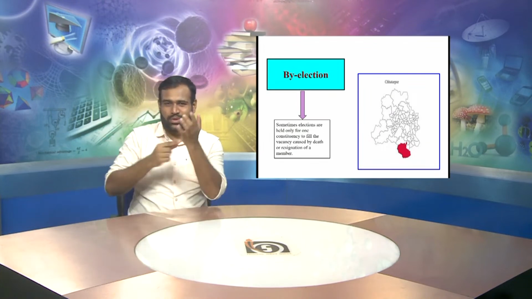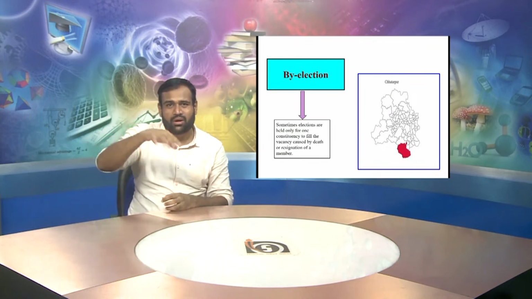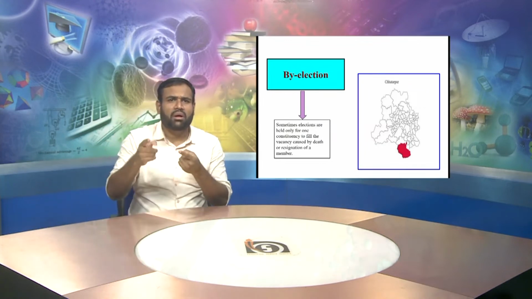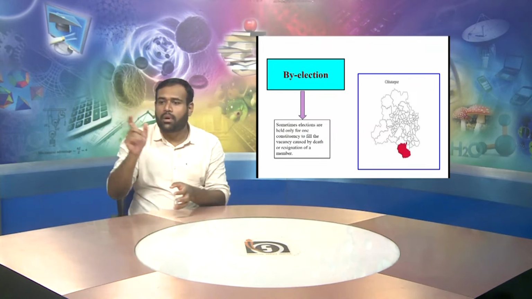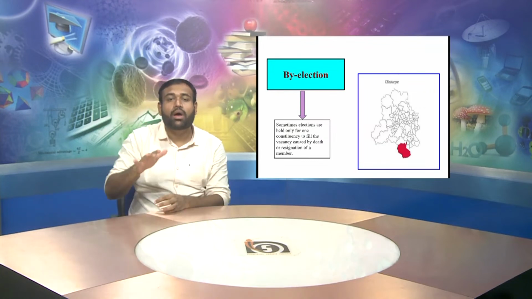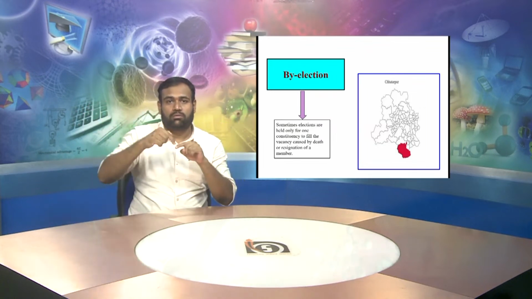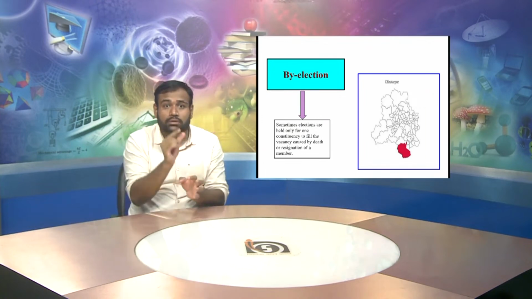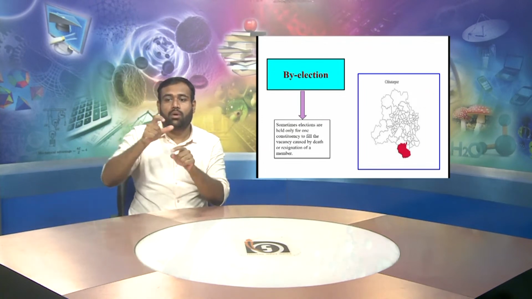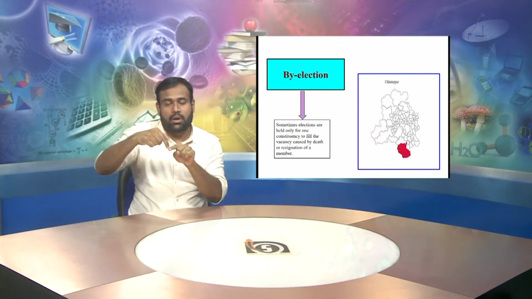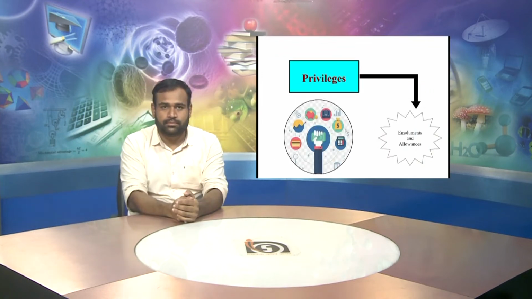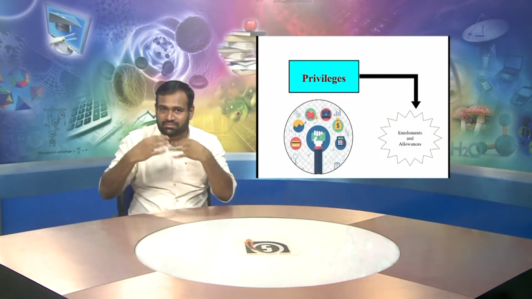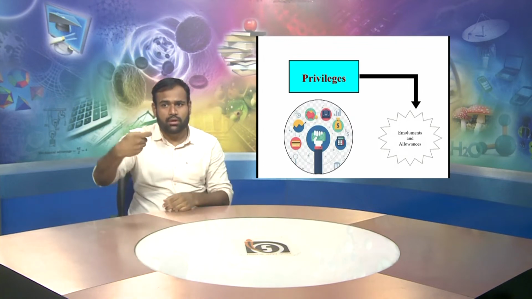By-election. Sometimes elections are held only for one constituency to fill a vacancy caused by death or resignation of a member. So during that time, by-election is helpful. Privileges. These are the emoluments and allowances.